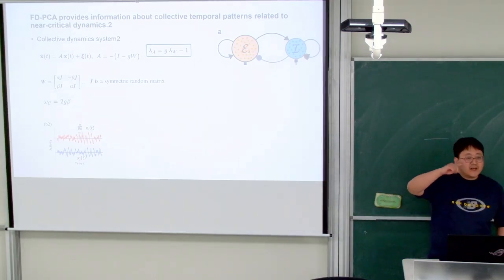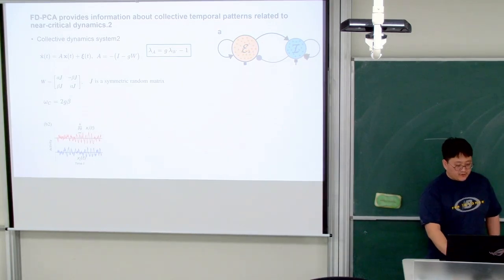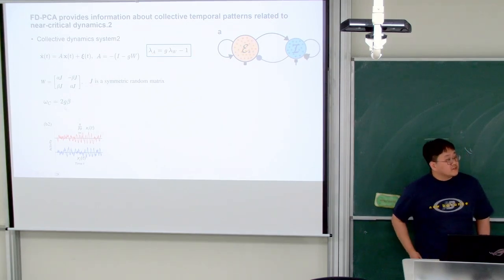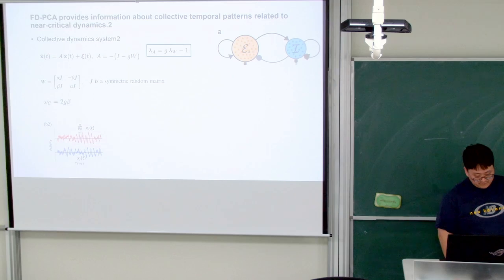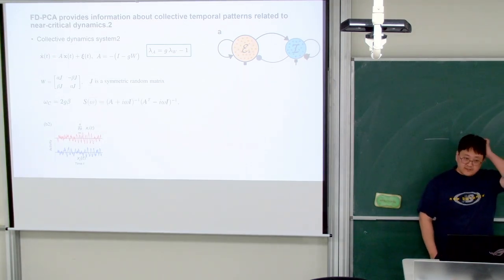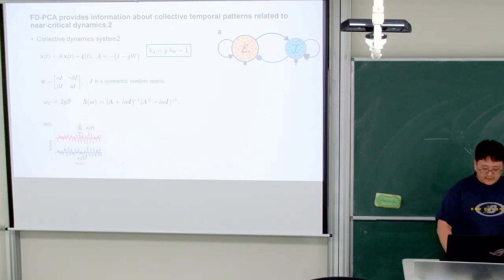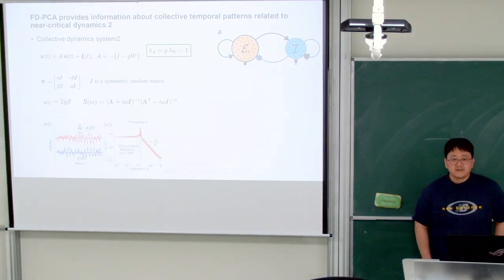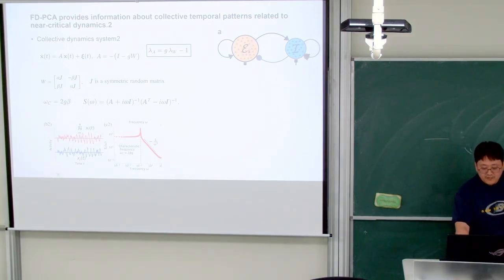get the oscillation with period of pi over beta g, which is exactly corresponding to the critical collective frequency. Right? So now it's time to calculate S, the covariance. And after that, we will get this profile. And as you can see here, at the omega c, this S has a sharp peak.